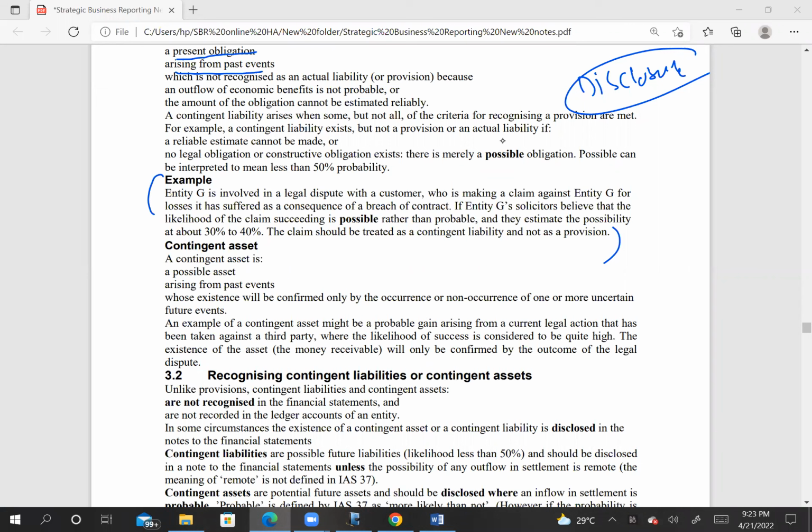So you can see the lawyers say it is possible that it may be decided against you. So it is a 50-50 chance, a possible obligation. So it will be a contingent liability, and we will disclose only a contingent liability.